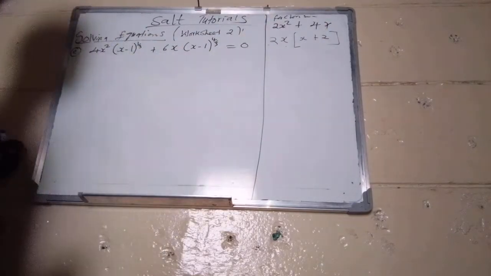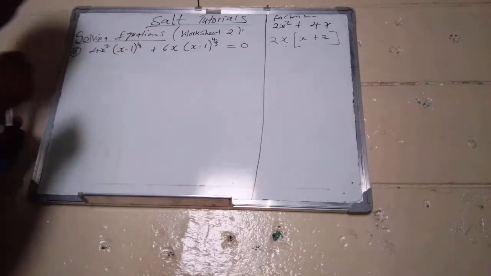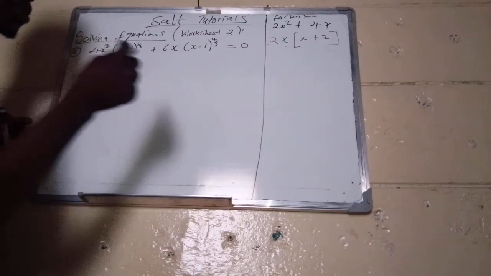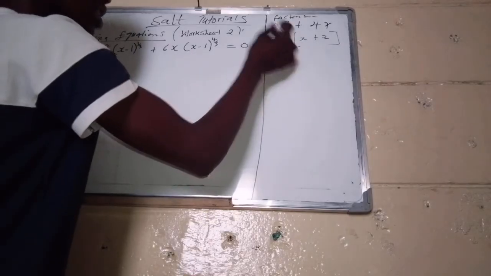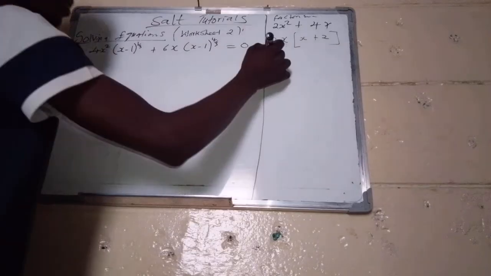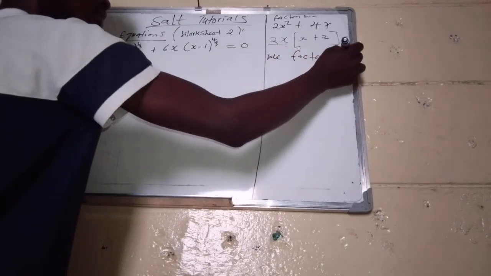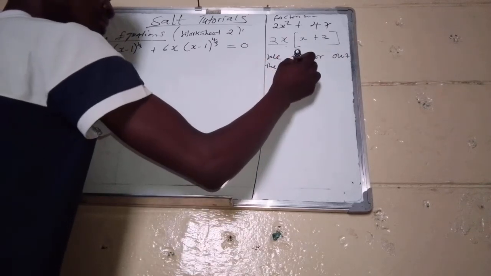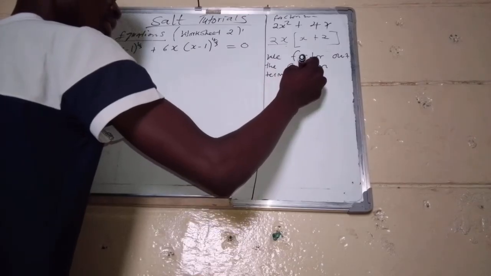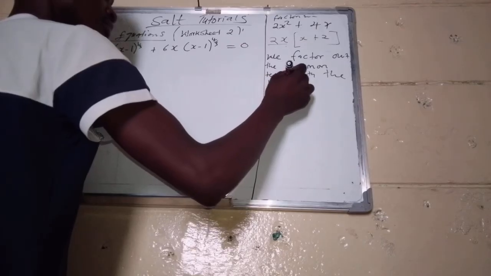Factorization. So how was the factorization coming about? We simply said that when factoring out some expressions, we always factor out the common term with the lowest power. That's how we factor out.